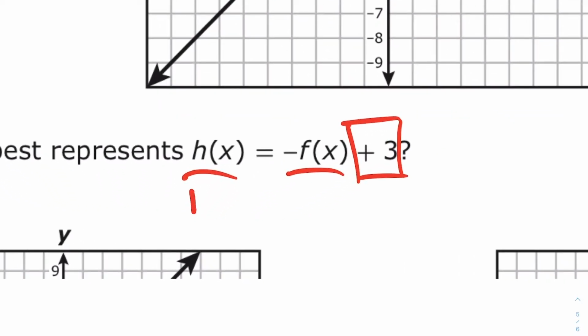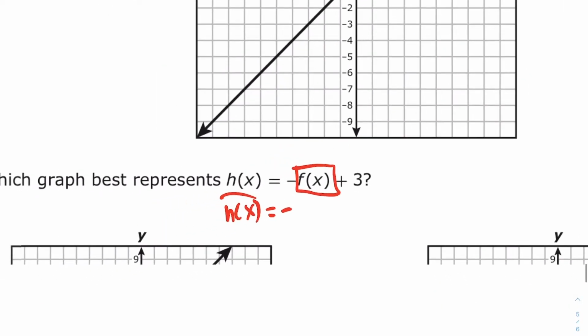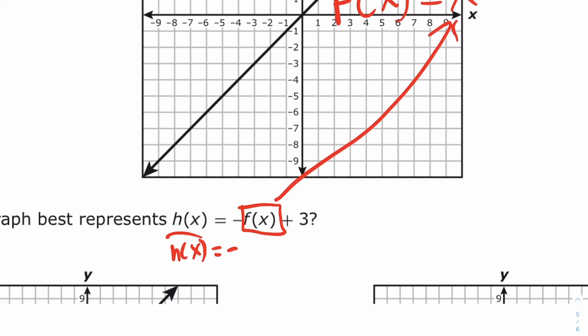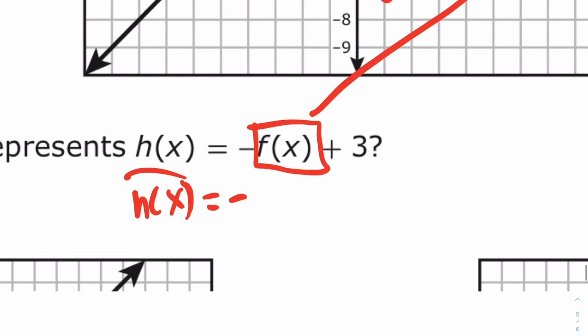If we're going to make a new function called h of x, they said it's equal to the negative version of f of x. And let me erase this. What is f of x? What is this equal to? That is all equal to x. So we're going to substitute. Instead of writing f, we're going to write what f is equal to, which is x. So we have the negative sign that we copied, because that was already in the equation right there. We're going to copy x, and then we're going to add 3 to it.